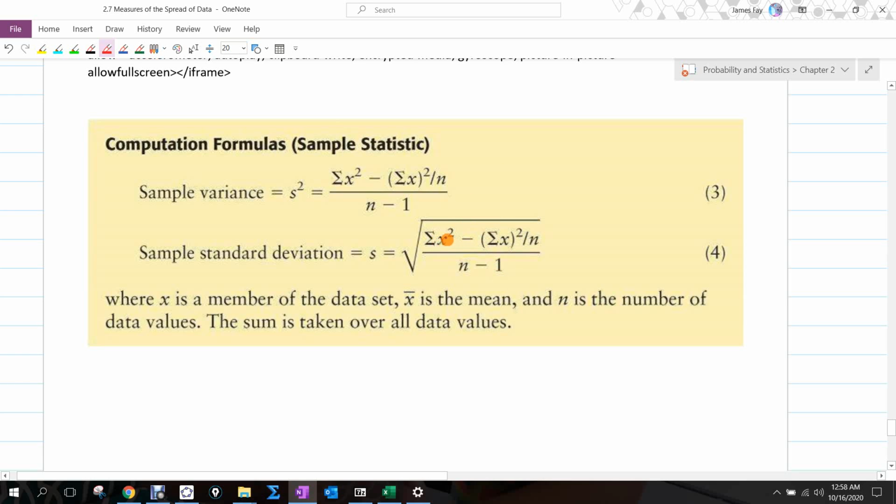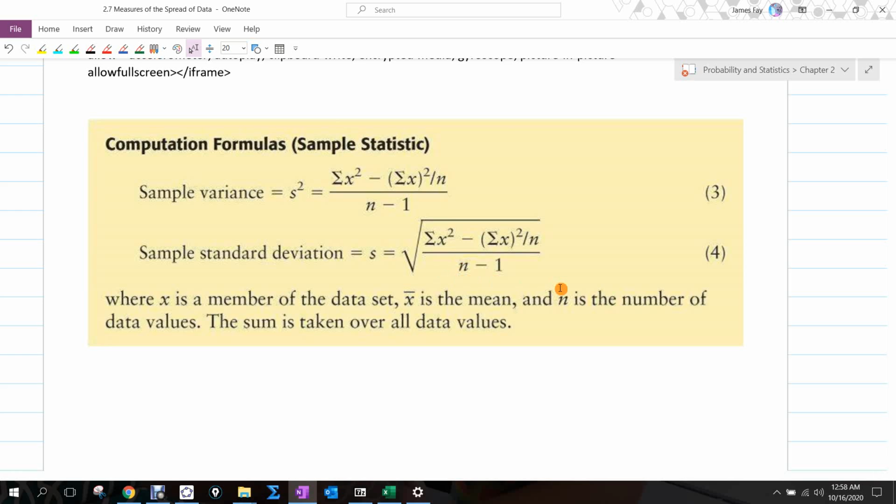I can just take my data points, square them, and then sum those up. And then I can sum my data points and square my sum. And then divide by n minus 1, and I've got my standard deviation. So we call it the computation formula, because it allows us to do the calculations a little bit quicker.